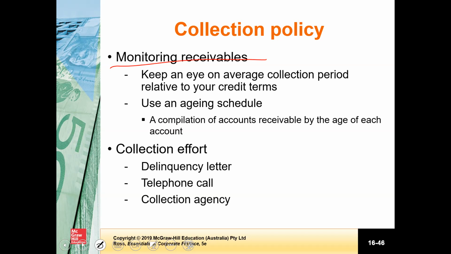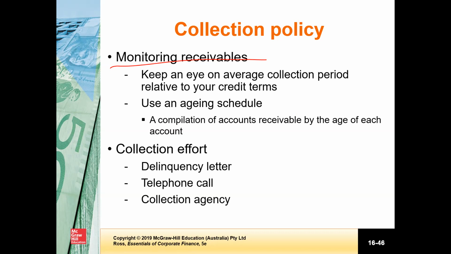So an aging schedule is used in this case. The aging schedule is a second basic tool for monitoring receivables. To prepare an aging schedule, the credit department classifies accounts by age. Suppose a firm has $100,000 in receivables. Some of these accounts are only a few days old, whereas others are outstanding for quite some time. So the aging schedule will show you the proportion of receivables that are due over a number of days.